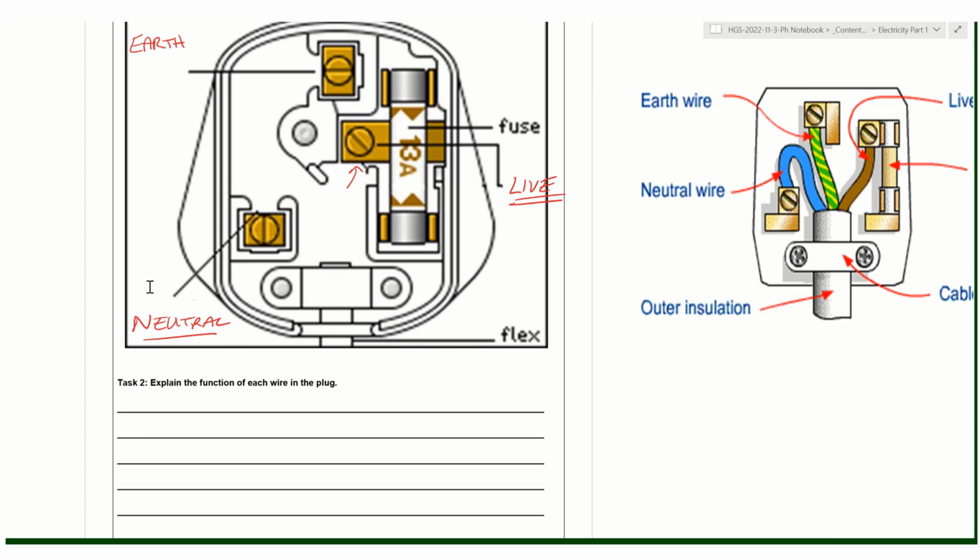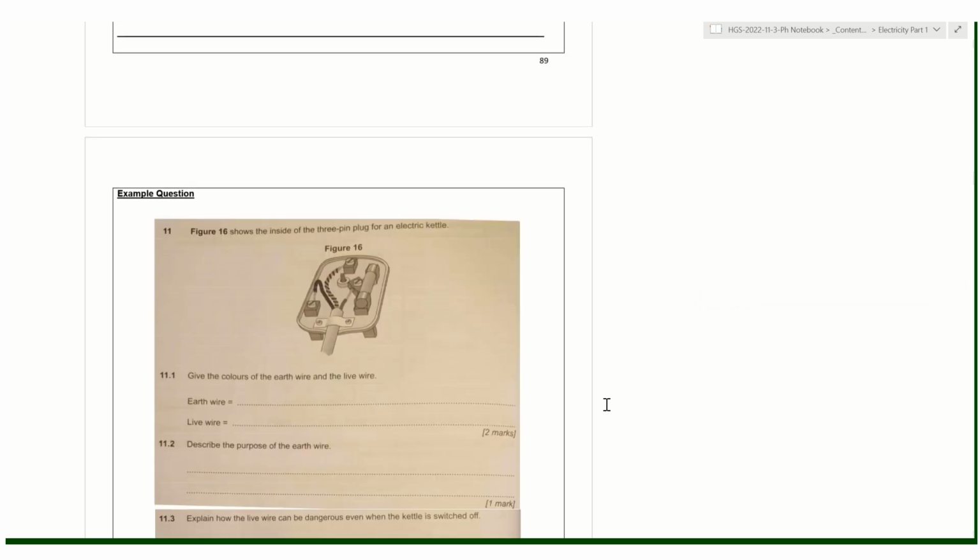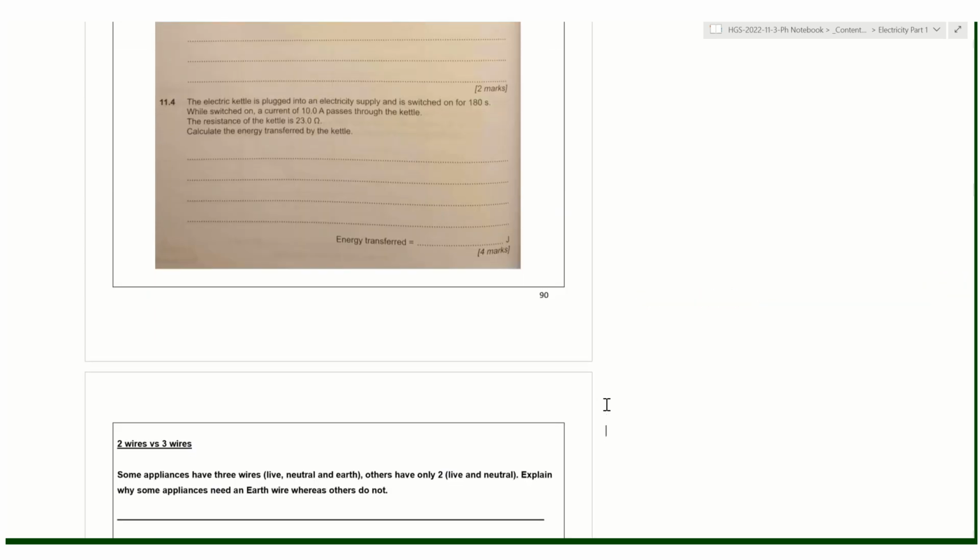Right. Now, then you had to explain the function of each wire in the plug. You had this already in your pack from earlier. It's worth repeating, so you do this in black pen. What's the live wire for? What's the neutral wire for? And what's the earth wire for? And then use blue pen to improve your answer using the notes from earlier in the lesson. And this is a question that you can do after the lesson is completed.